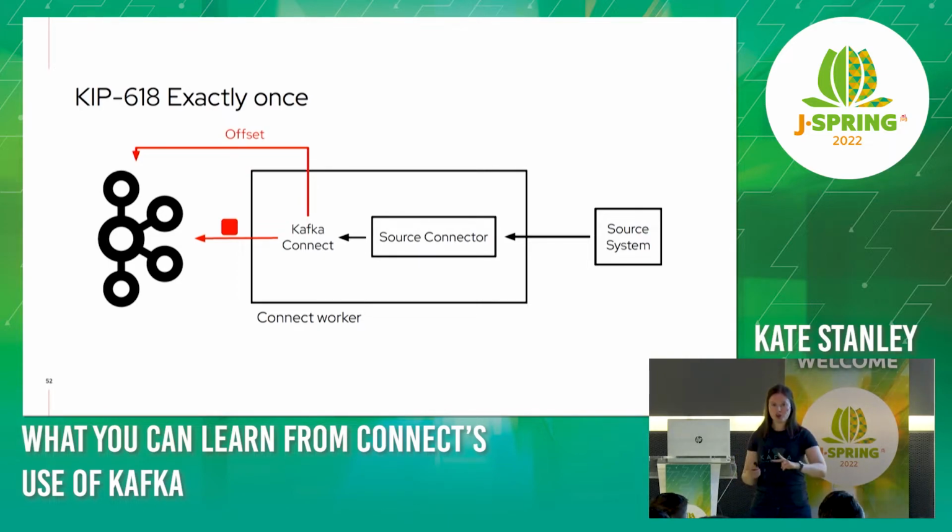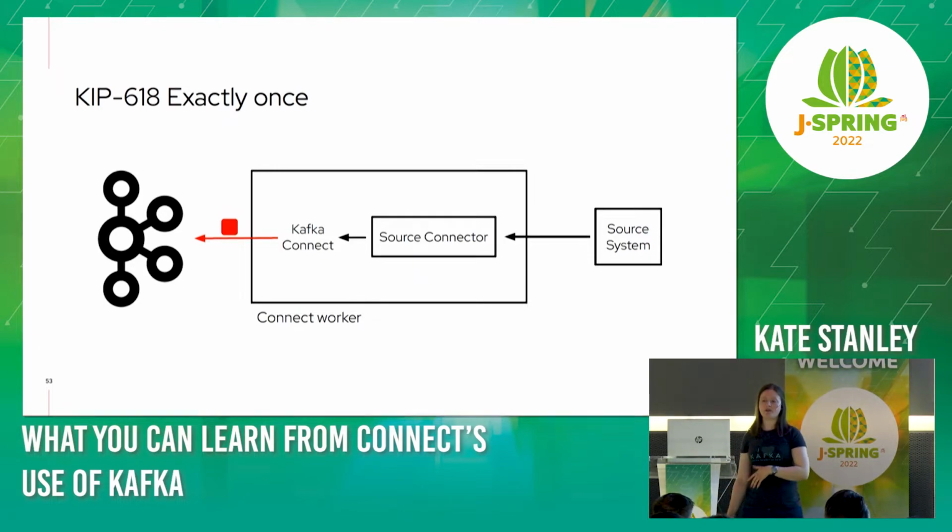Well, if you think, we've got two operations here. We've got the actual sending of the data, which is represented by the little red square, and then we've got committing the offset. If we only send the data, and then we later try to commit the offset and fail, if the connector goes down and comes back up again, it wouldn't know where to carry on with, and it would repeat that one message. So at that point, we don't have exactly once because we have a duplicate.